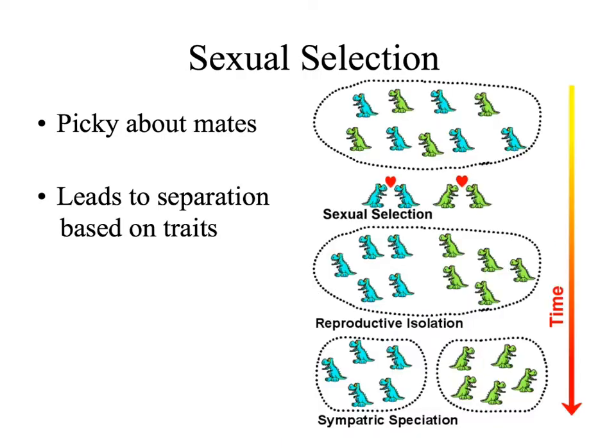The third way we can have sympatric speciation occur is through sexual selection. This is when organisms are picky about their mates. This leads to separation based on certain traits. So in this example with the lizards, we have blue lizards and green lizards. The females are going to choose mates that look like them. So blue lizards will mate with blue lizards and green lizards will mate with green lizards.